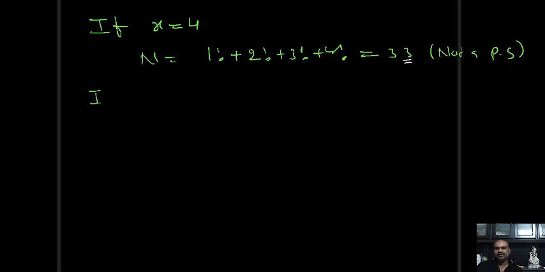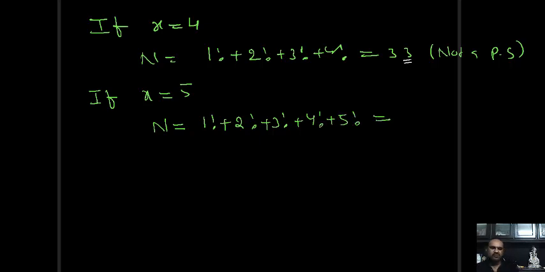Okay, if I take x equal to 5, what happened to n? n is equal to 1 factorial plus 2 factorial plus 3 factorial plus 4 factorial plus 5 factorial. Observation: 1 factorial through 4 factorial gives 33. 33 should be added to 5 factorial, that is 120. The addition is 153, not a perfect square. So, an important conclusion, students, listen: when x is taken as 5, the sum is 153.